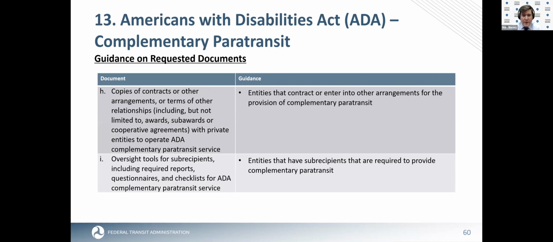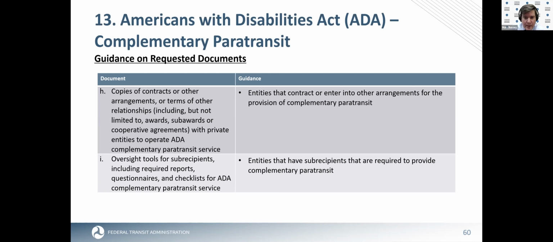For H, this is actually asking for copies of the actual contracts, so not just the oversight documents, but the contracts or arrangements or agreements, whatever they happen to be. You provide copies of those to your reviewer as well.